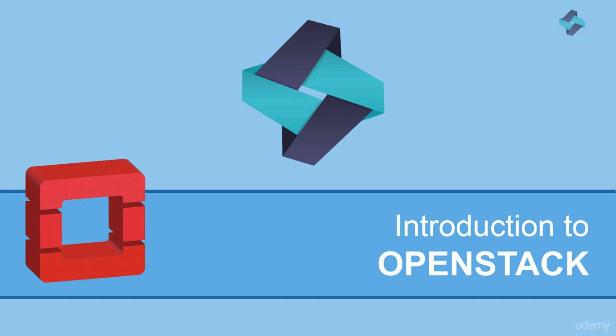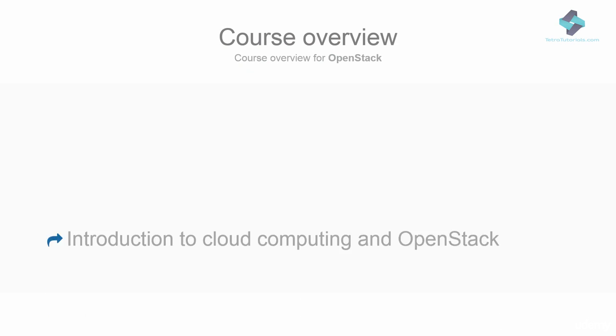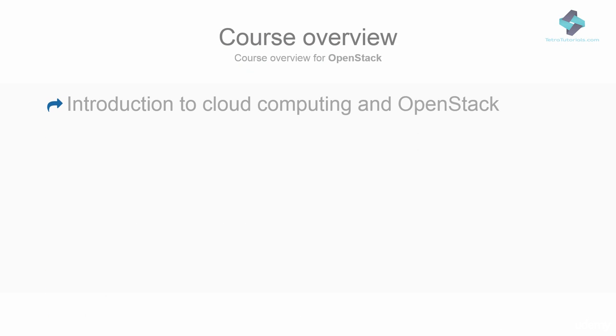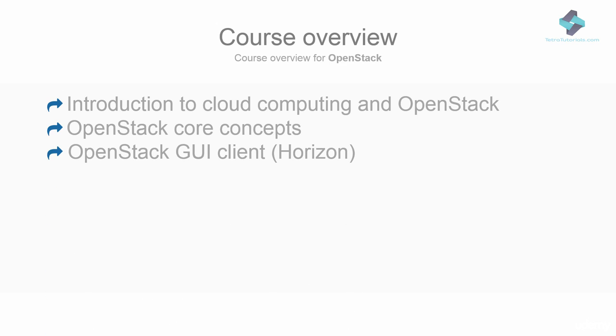So let's get started. Here is an overview of the course and what we are going to cover in subsequent lectures. First, we will understand what cloud computing is and what sorts of benefits cloud computing provides over the traditional computing methodologies. We will also get a quick overview of OpenStack. Then we will review some of the core concepts and terms related to OpenStack. We will also go over the architecture and subcomponent services of OpenStack. In the end, we will get a walkthrough of the OpenStack GUI client called Horizon. This is the main interface through which end users interact with and consume OpenStack services.